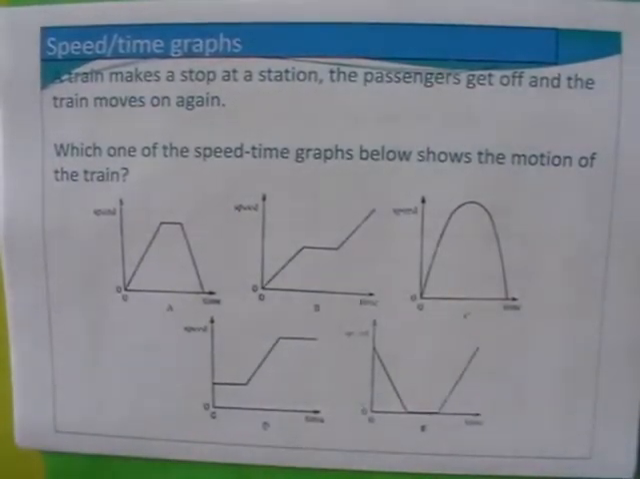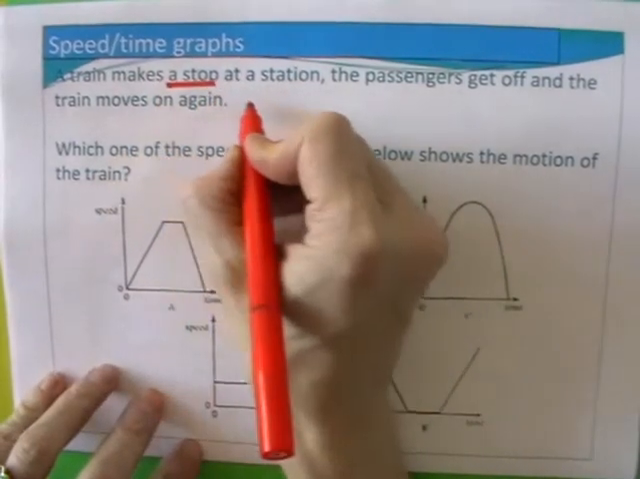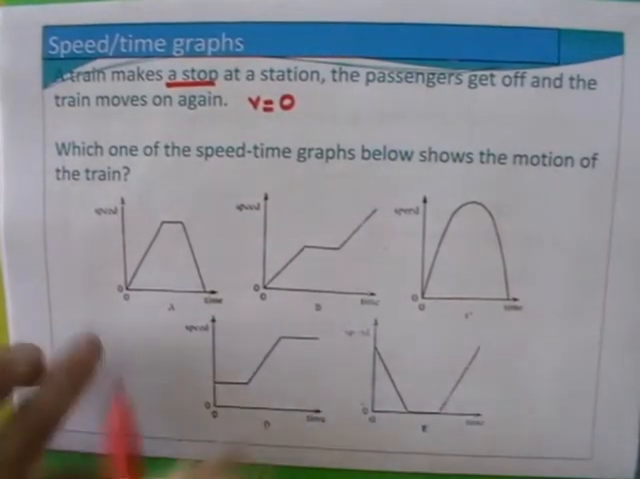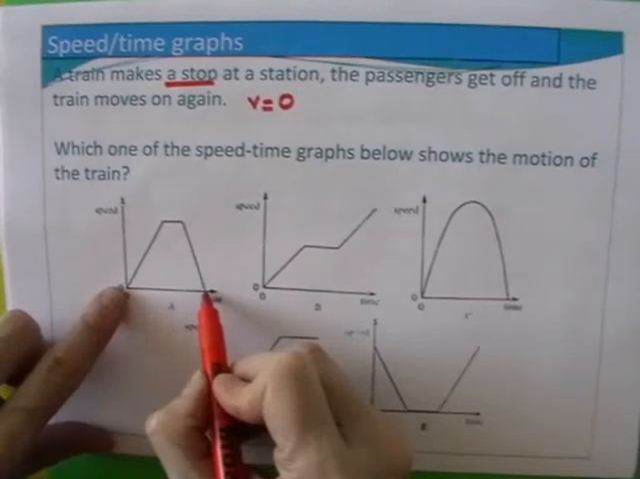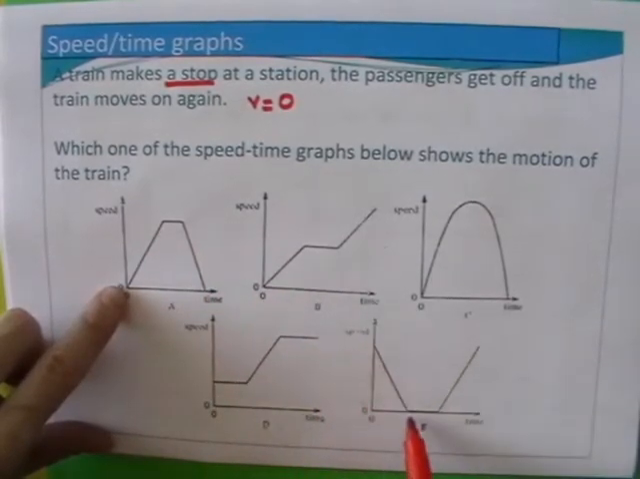Another graph, a train makes a stop at a station. So at that point its speed is 0. The passengers get off and the train moves on again. Which one of the speed time graphs below shows the motion of the train? So we need something with a velocity equal to 0 somewhere. So if you look at that, there's a velocity equal to 0 at the beginning and a velocity equal to 0 at the end. There's one here where the velocity is equal to 0 along here.